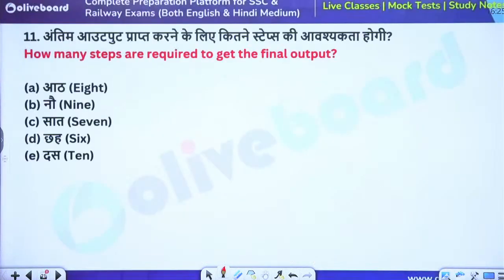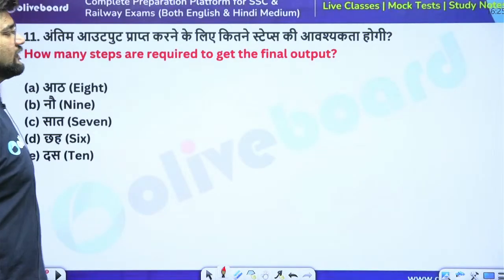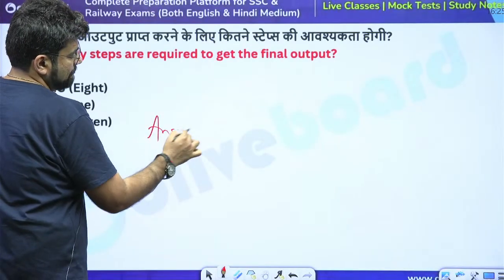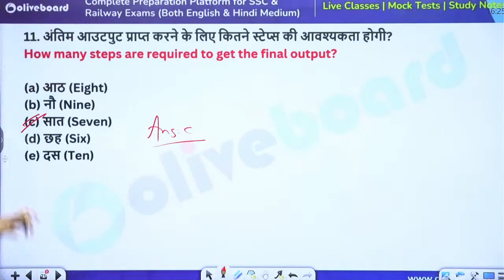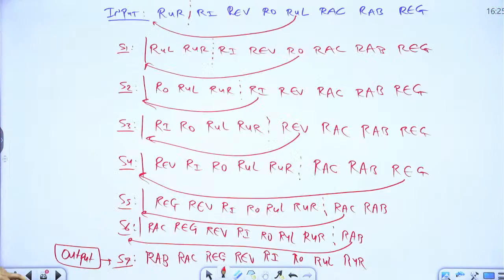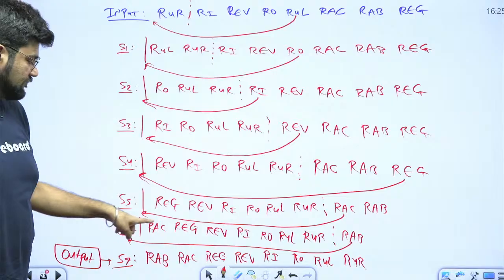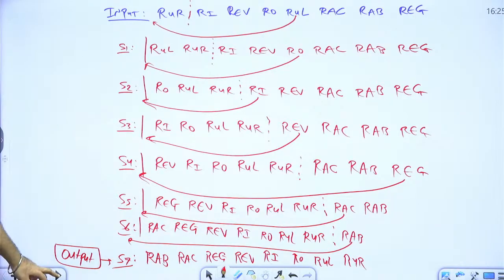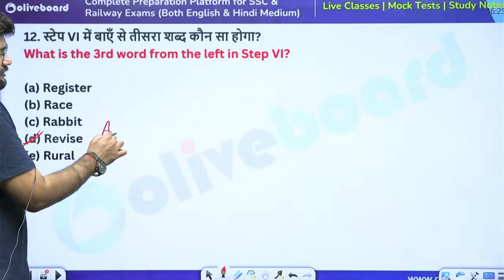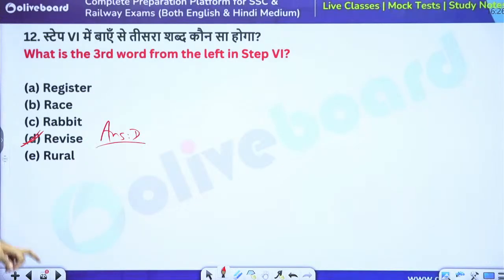Okay, first question. How many steps are required to get the final output? So we already know 7 steps. So option C is the correct answer. Cool. Next. What is the third word from the left in step 6? Third word from the left in step 6. 1, 2, 3. REV. Revise. So option D is the correct answer.